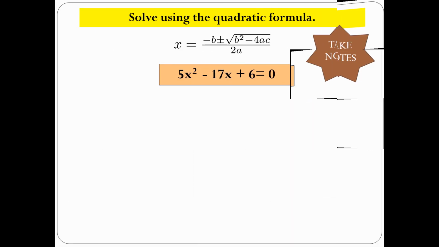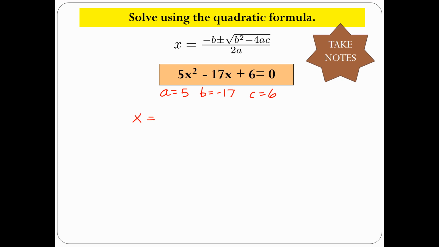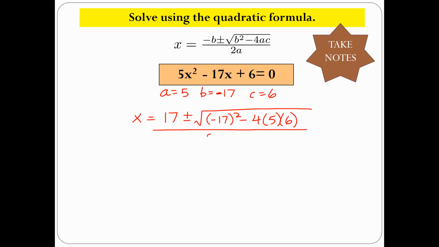Okay, another practice. First, we identify the a term as 5. The b term is negative 17, and the c term is 6. And we sing the song, x equals negative b. This was negative, so we have to do the opposite, which is a positive 17. X equals negative b plus or minus the square root of b squared minus 4ac all over 2a. So I plugged in my numbers as I sang the song.